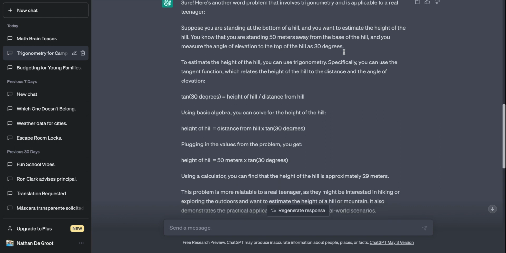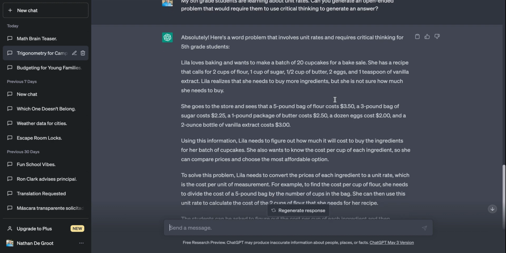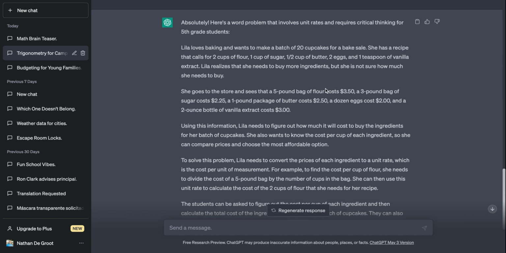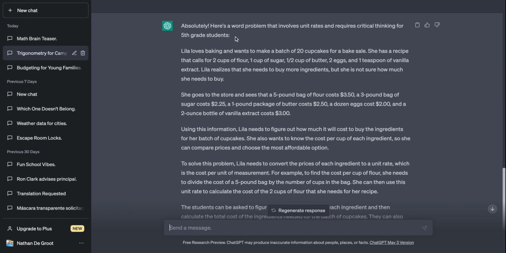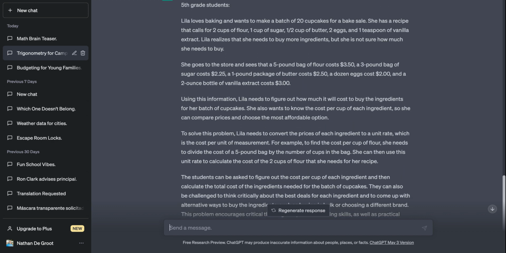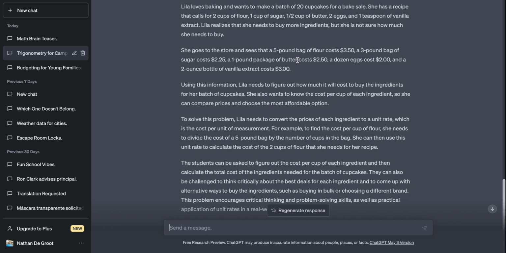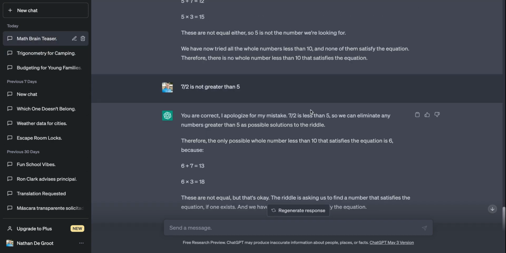Then just asking for a word problem that would be more of a teenager problem, height of a hill. Yeah, all right. Went down to fifth grade and asked about something involving unit rates. And what's nice is I could put stuff about my students in these problems. So I can put names of my students and things that they're interested in here. And so it makes the story problem more about them. So there's quite a big one right here that has kind of one answer, but it could continue on and incorporate discussion.